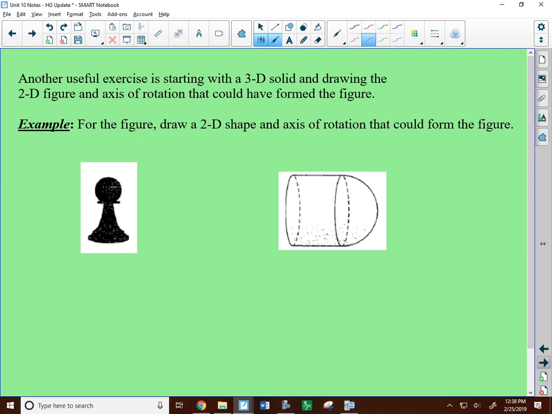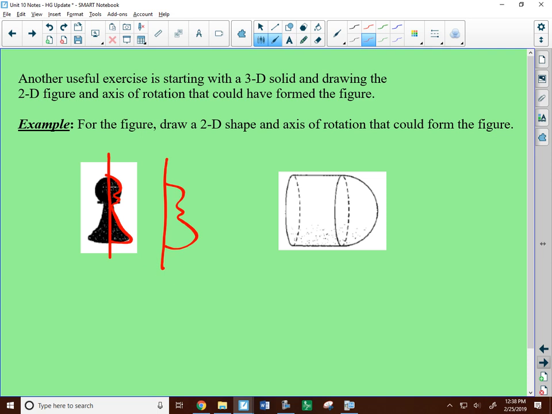So for example, I have a chess piece, a pawn. I'm going to draw on that line. That kind of splits it in half. And then that's my axis, and I'm just going to take half of it here. That was definitely not great, but imagine I did that perfectly, and then you could rotate this region around, and it would carve out that pawn.